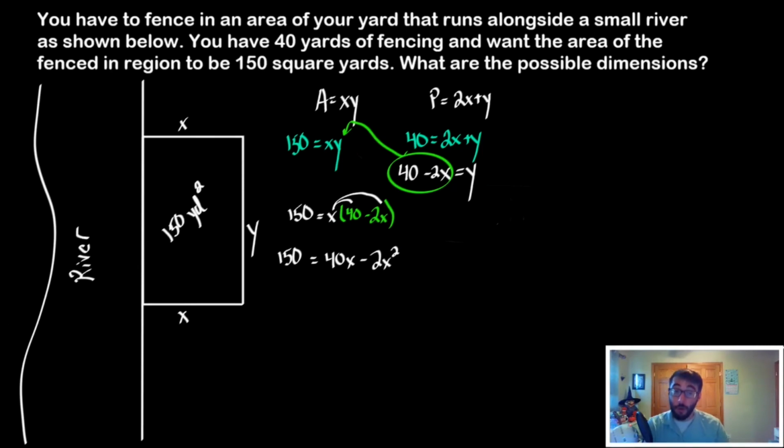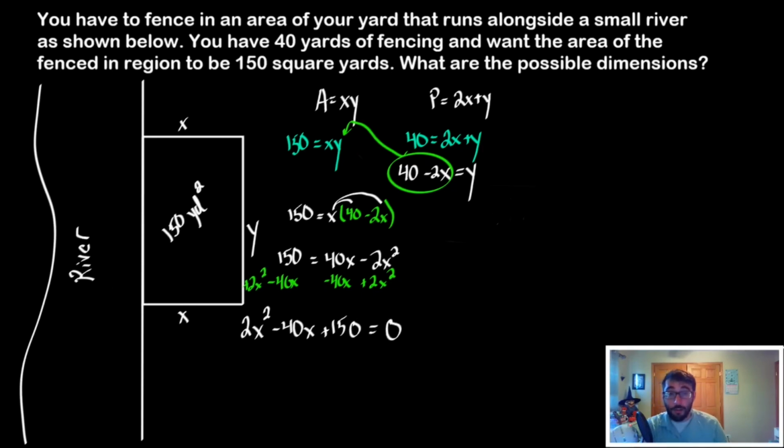And remember how we solve quadratic equations. We get everything on one side, and we factor and use the zero product property. So let's go ahead and solve this. I'm going to move everything over to the left-hand side of the equation. So I'm going to add 2x squared to each side, and I'm also going to subtract 40x from each side, which is going to end up getting me 2x squared minus 40x plus 150 is equal to 0.